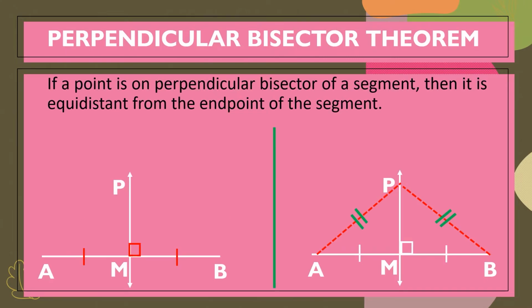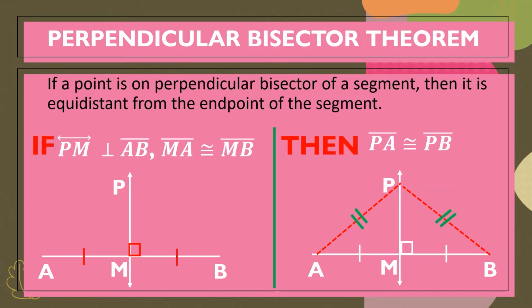Let us now proceed to the perpendicular bisector theorem. This states that if a point is on the perpendicular bisector of a segment, then it is equidistant from the endpoints of the segment. That is, if line PM is perpendicular to segment AB and segment MA is congruent to segment MB, then segment PA is congruent to segment PB.